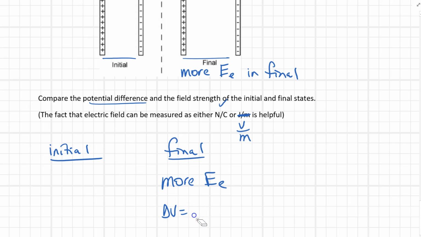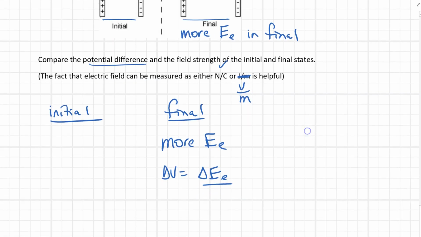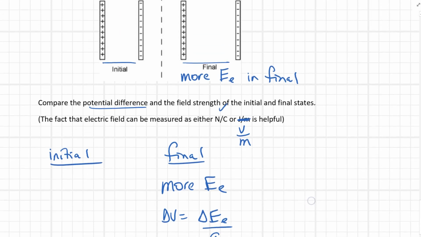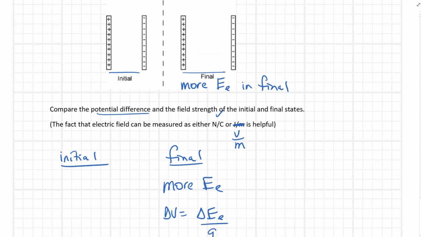Well, potential difference, or change in potential difference in this case, would be the change in E per charge. Right? This is our definition of what is potential. It's the amount of energy stored per charge. It's a little bit different way of thinking. We're thinking about how much energy has been stored in the field. Clearly, we've got more energy stored in the field afterwards.